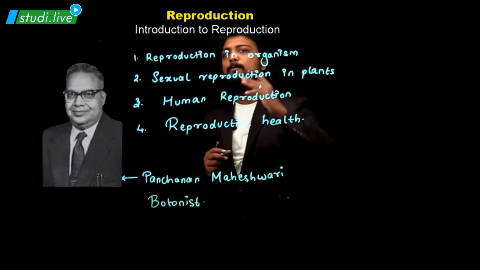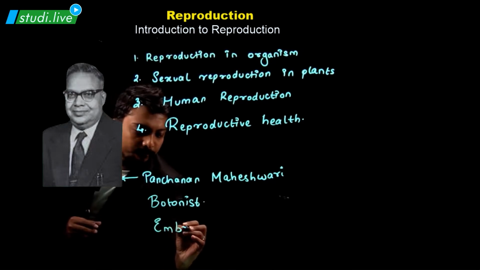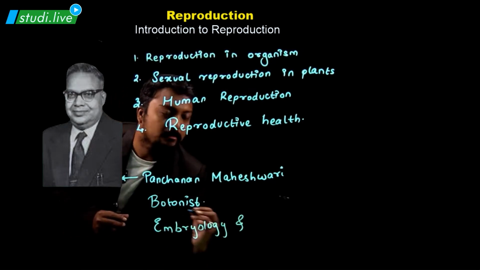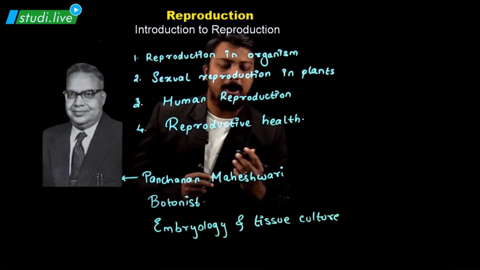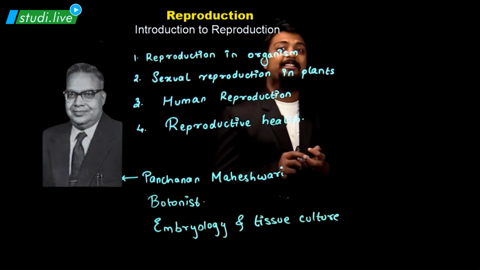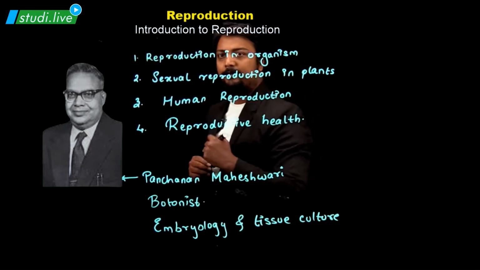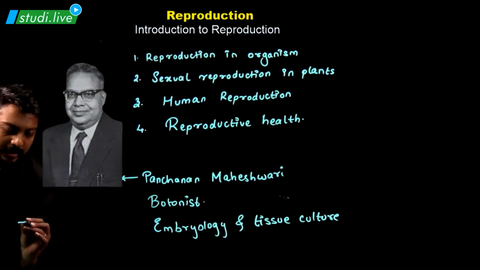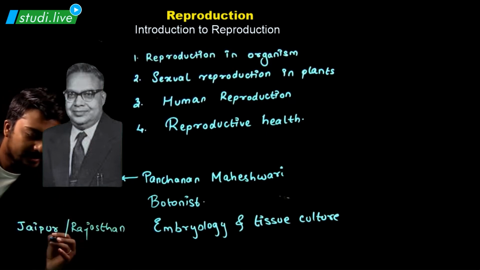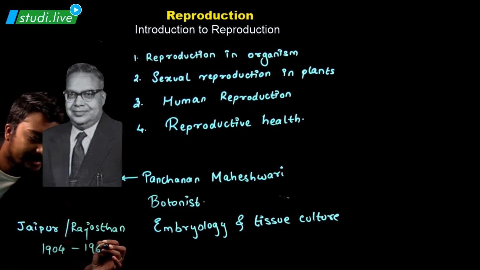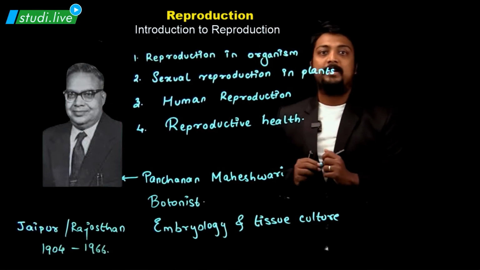He has made well-known progress in botany, and he is also well-known for the departments of embryology and tissue culture. The reason he went into embryology and tissue culture is the reason you should know about him in this chapter. Now, what should you know more about him? Where was he born? He was born in Jaipur, Rajasthan, in the year 1904, and he died in the year 1966.